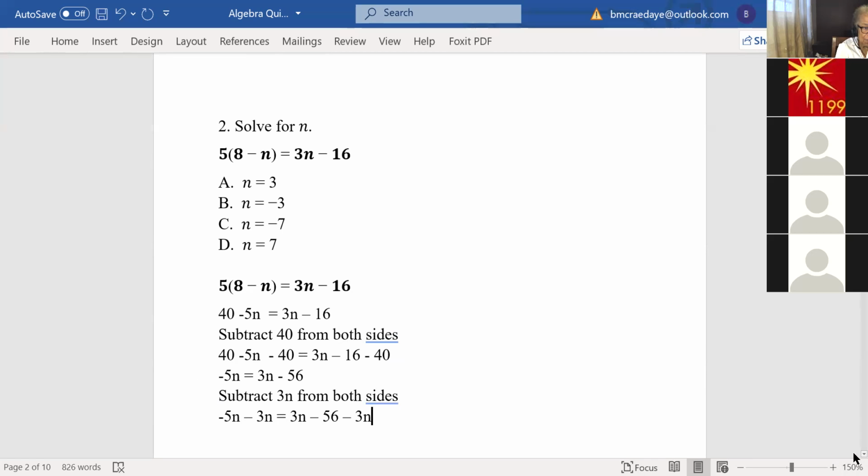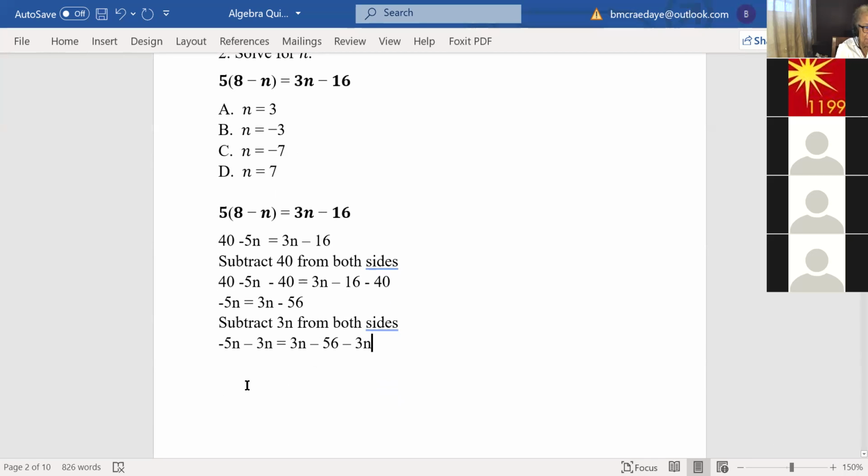Minus 5n. On the left side, what do we have? 5n minus 5n minus 3n. What does that equal to? Minus 8n. That's right. Okay, minus 8n. And what do we have on the right side? Minus 56. That's it. And what's the next step?